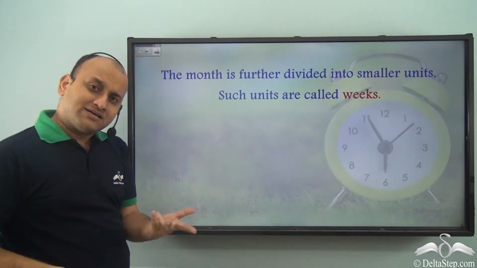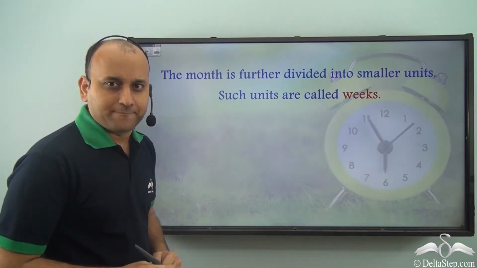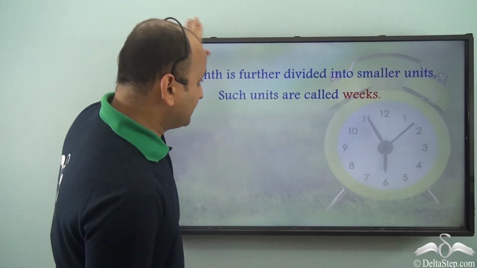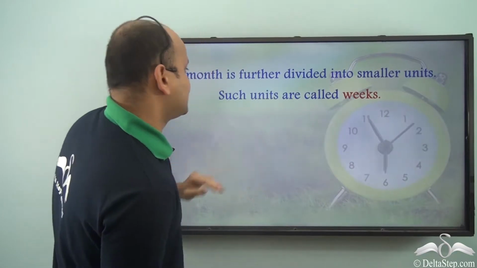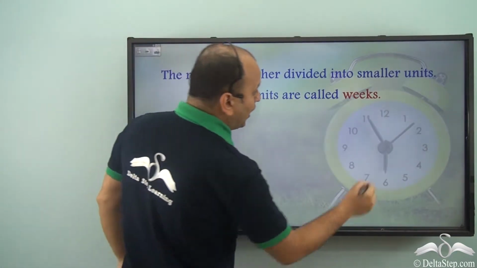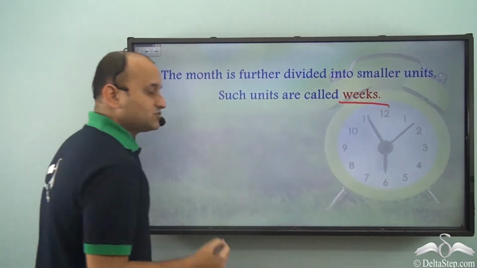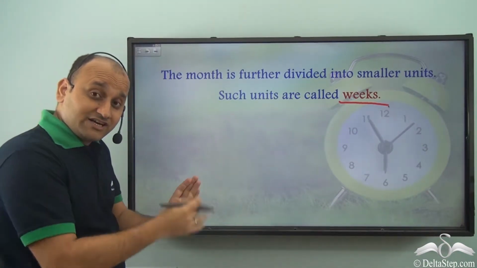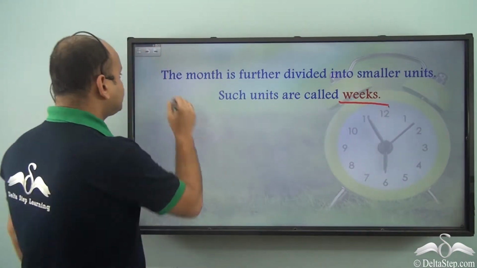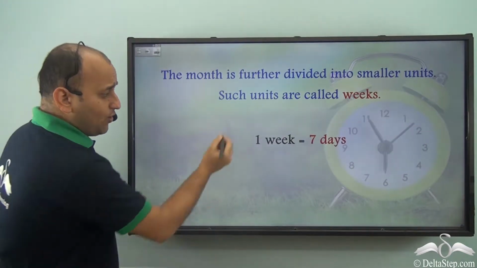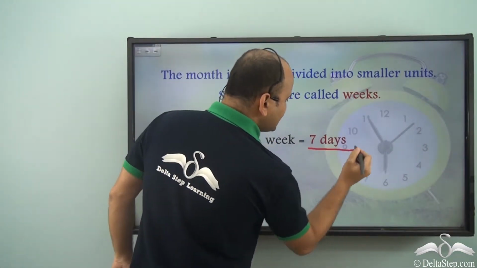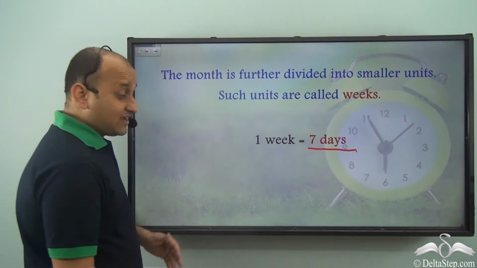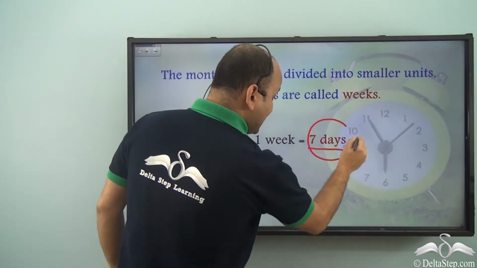Now even a month is not a very short span of time. So it has been further divided into smaller units. Now such units are called weeks. So a month is further divided into weeks. Now 1 week has 7 days. So 1 week comprises of 7 days.